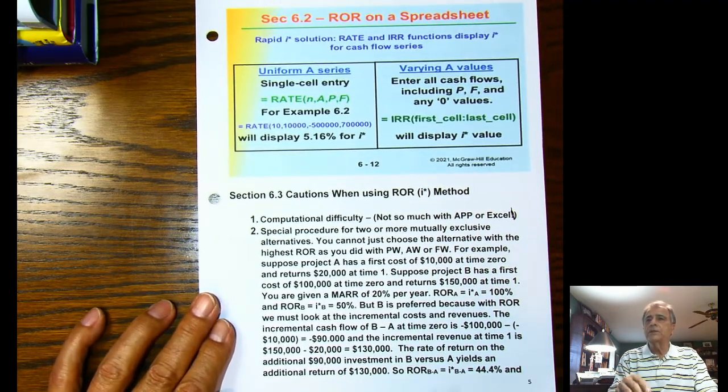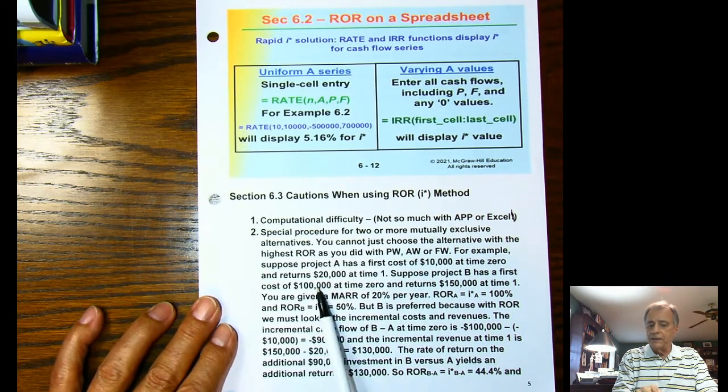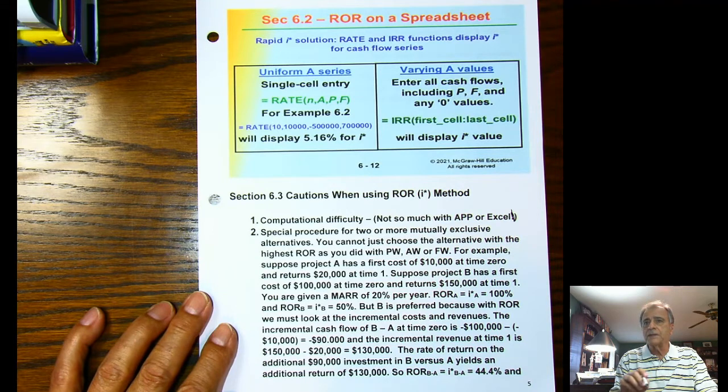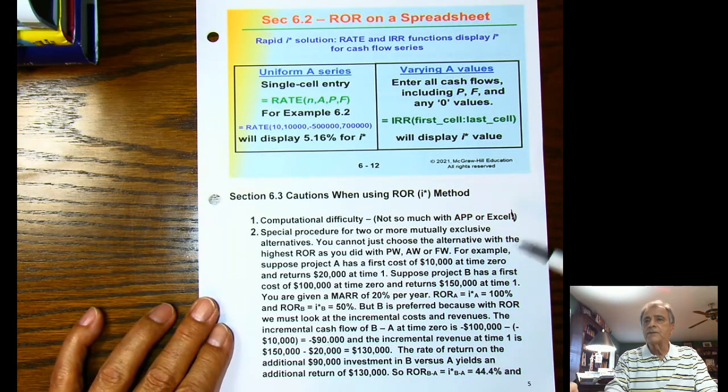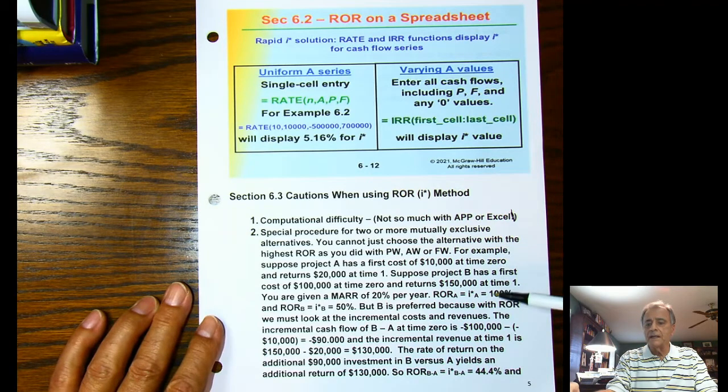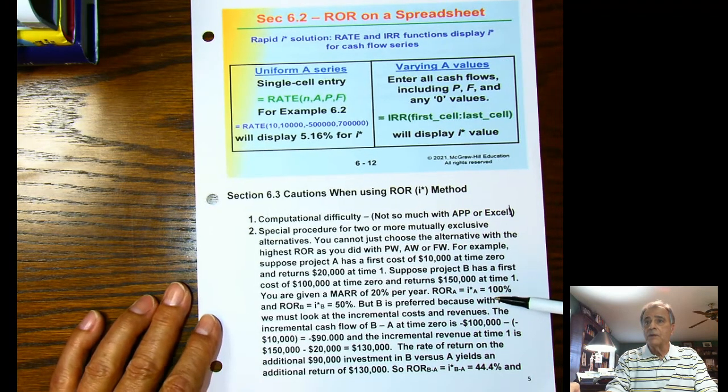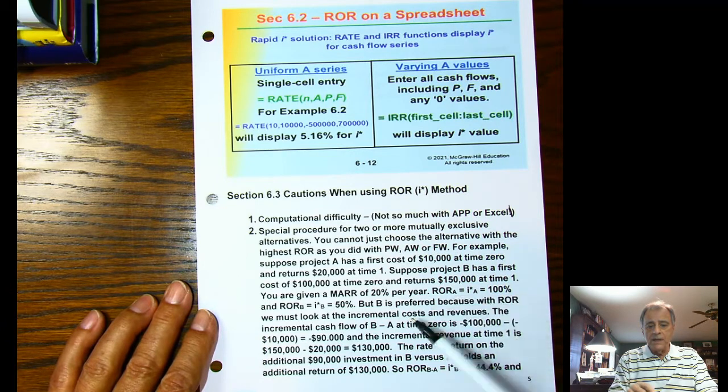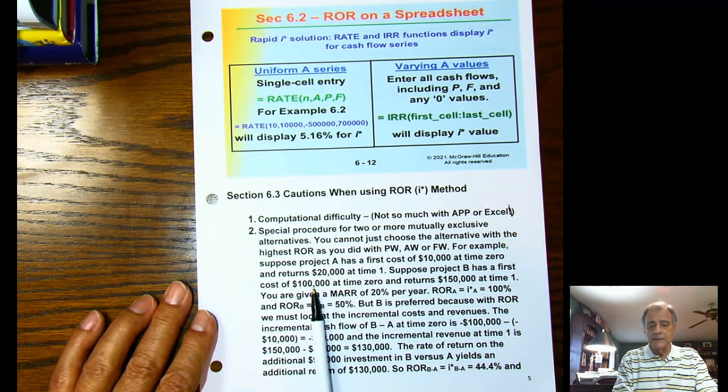You have to look at the difference between the higher costing alternative and the lower costing alternative. So in this case, that would be B minus A. So what's the cash flow of B minus A at time 0? Well, for B, you have to invest $100,000. For A, you have to invest $10,000. So the difference is you invest an additional $90,000 to do B.